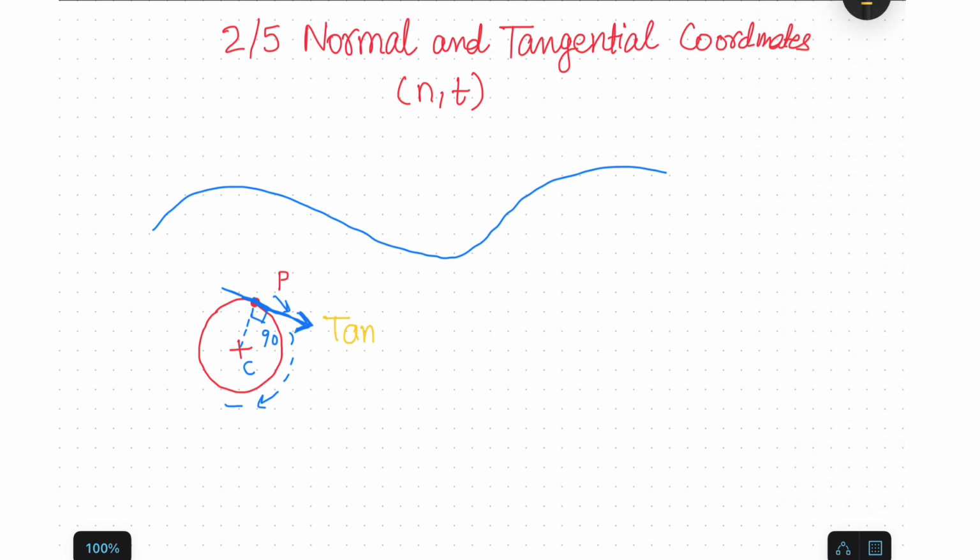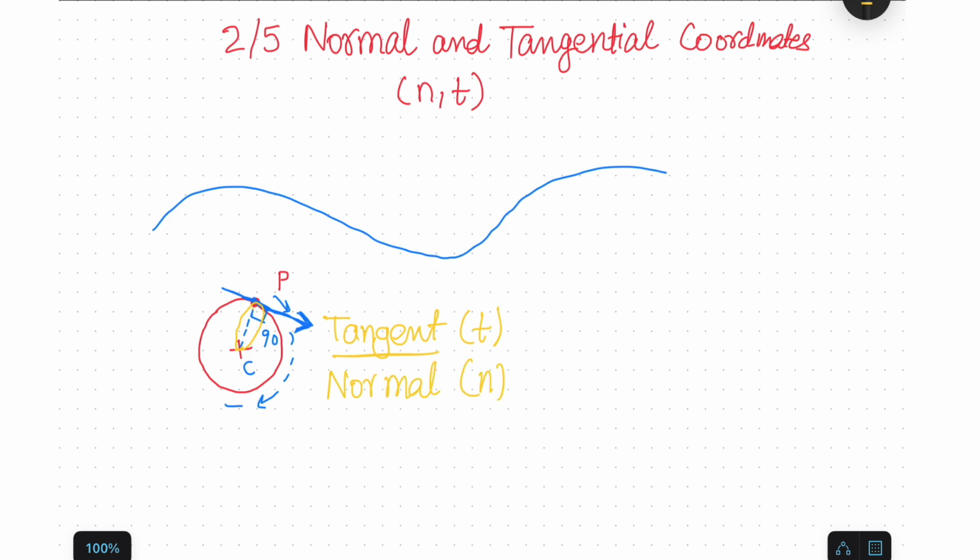The tangent we call T. What about the normal? Where is the normal line? The line which I created, the dashed line, is called the normal.